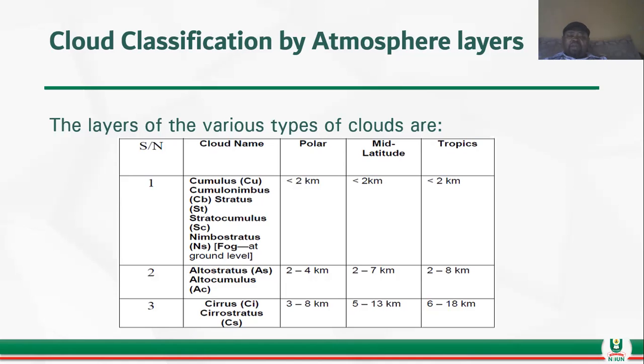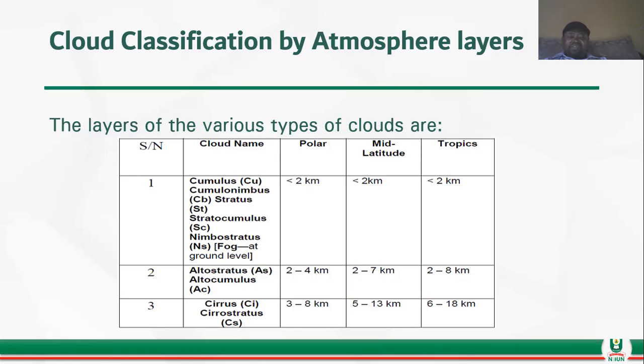Now, for the first classification, the height at polar is less than 2 kilometers, at mid-latitude it is less than 2 kilometers, and at tropics it is also less than 2 kilometers.